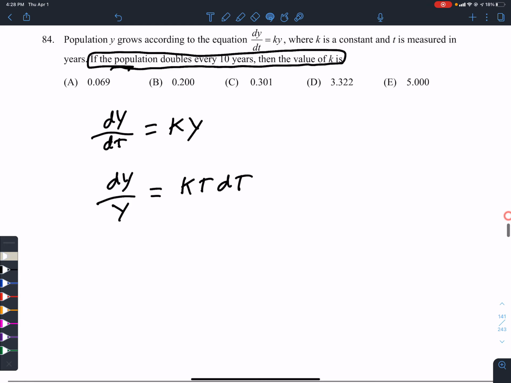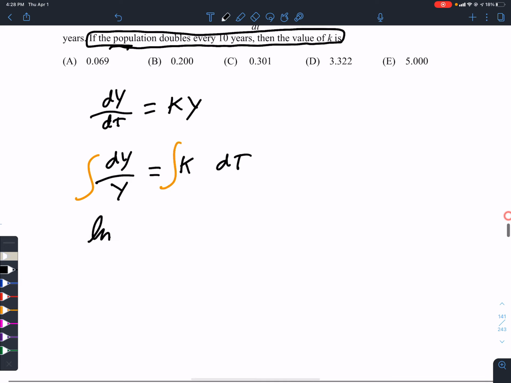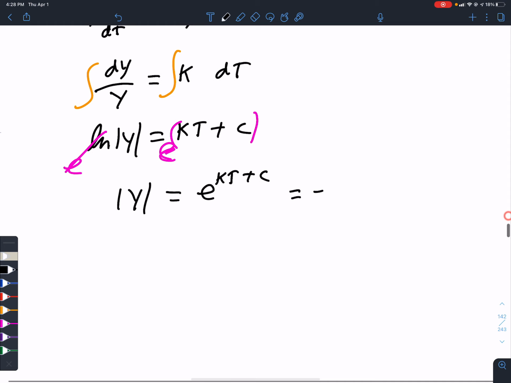Okay, I just messed up there. K dt. Now we're going to integrate both sides. This side will be ln absolute y. This side, it's a constant, so it'll be constant times time plus c. Now to get rid of ln, we e both sides. Those will cancel. We get absolute y equals e to the kt plus c, which changes to e to the kt times e to the c.